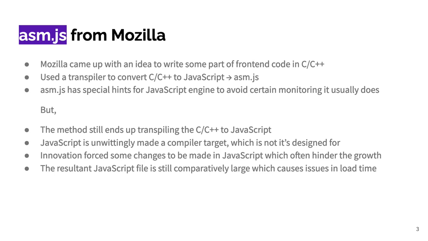So, also the innovation that you need to do in asm.js technology, that when you write code in languages like C, C++ and convert to JavaScript, means you still have to do a lot of changes to the JavaScript language itself, because it was not designed for this. So when someone comes up with an idea like this, there might be certain changes that you need to do to the JavaScript specification itself, which is what has happened for asm.js.